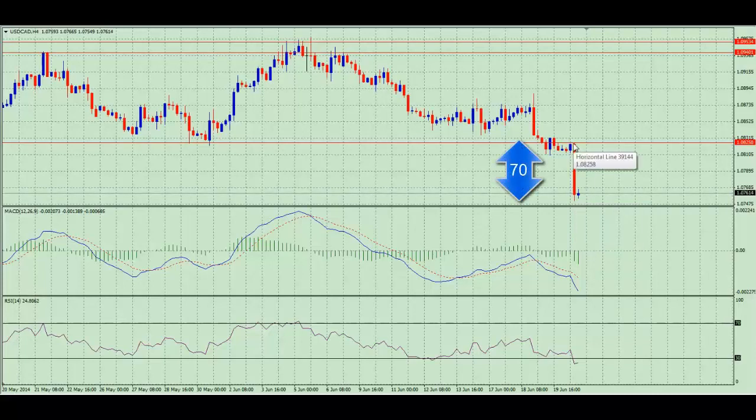So that has followed that rule of thumb, and we can see that price has moved. If we highlight this, we'll be able to see that the high is 1.0825 and the low is 1.0752. So that has moved 70 points, a 70-point move.